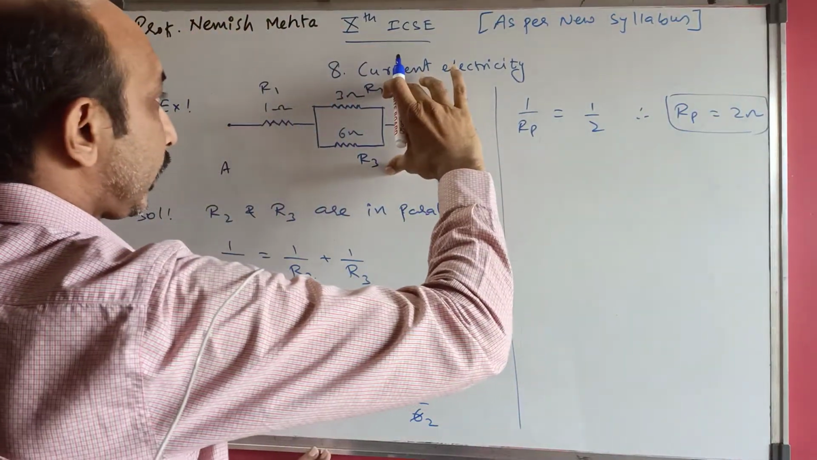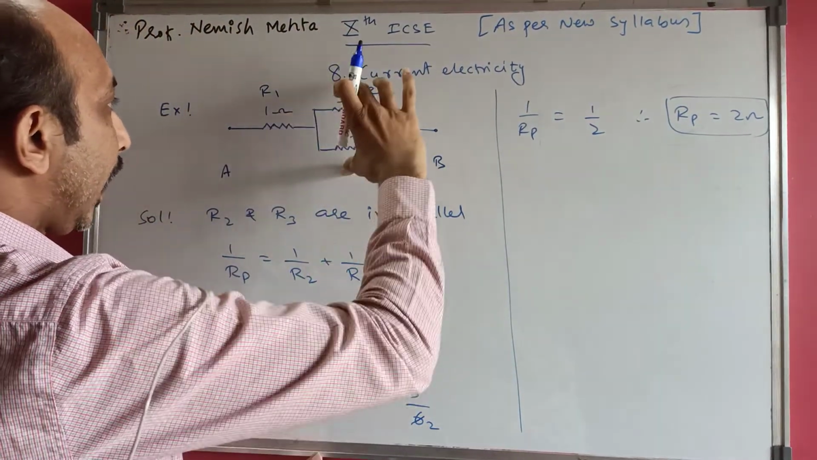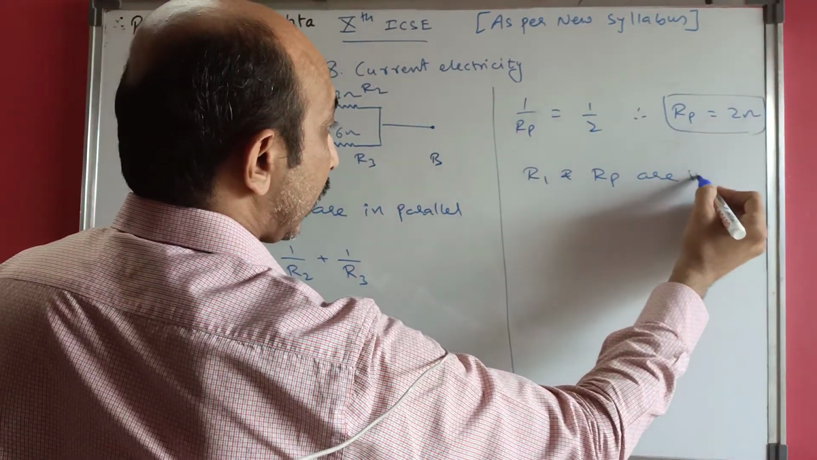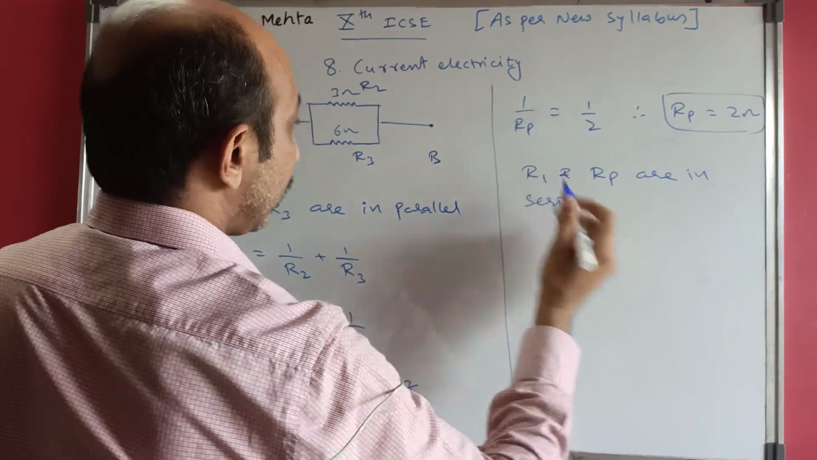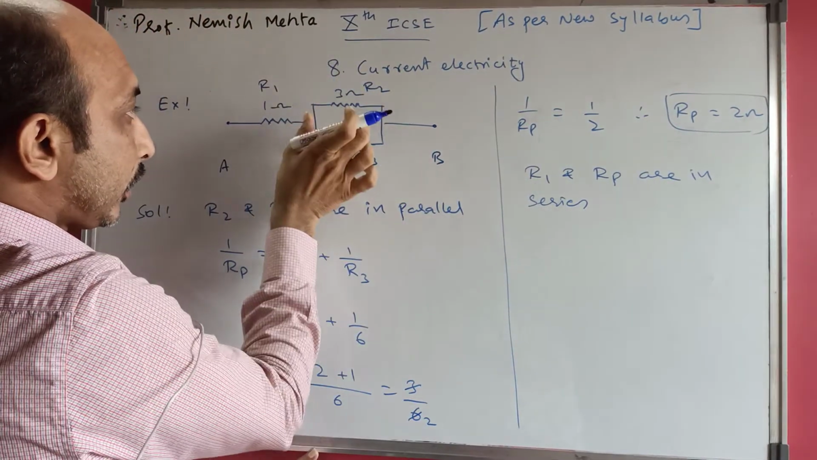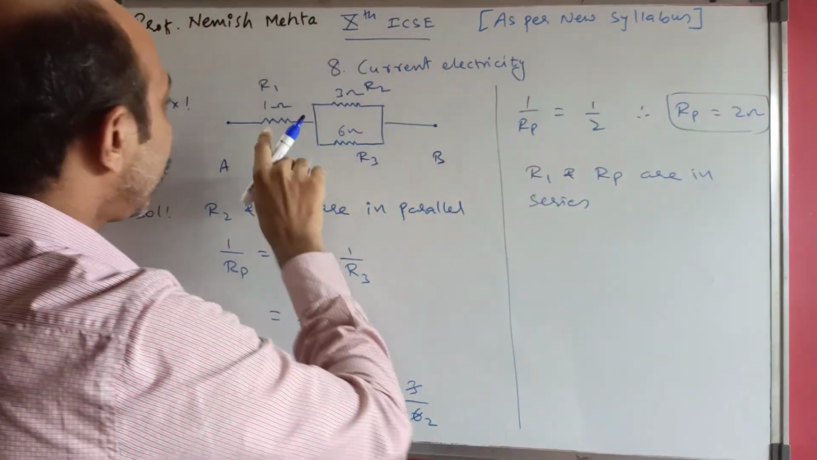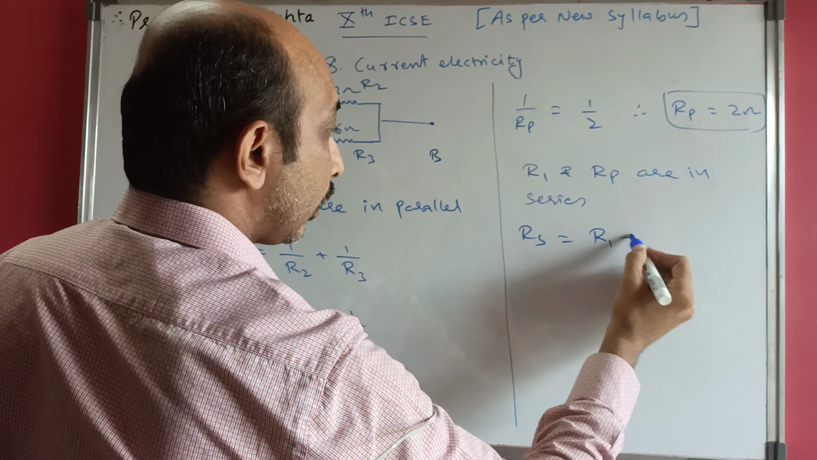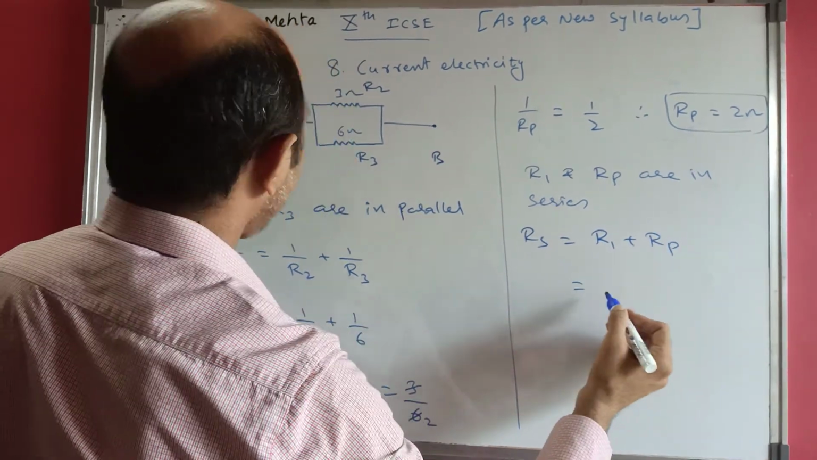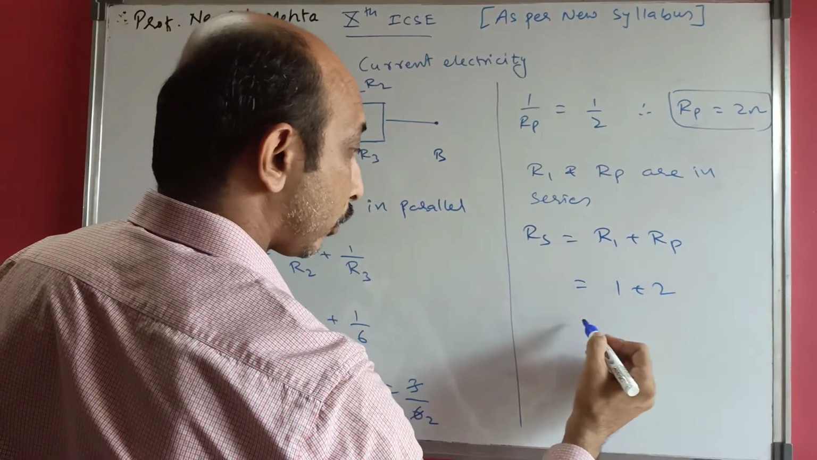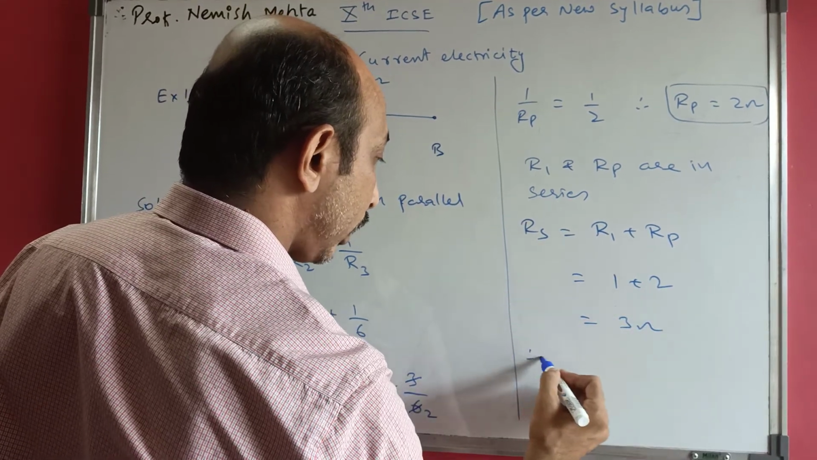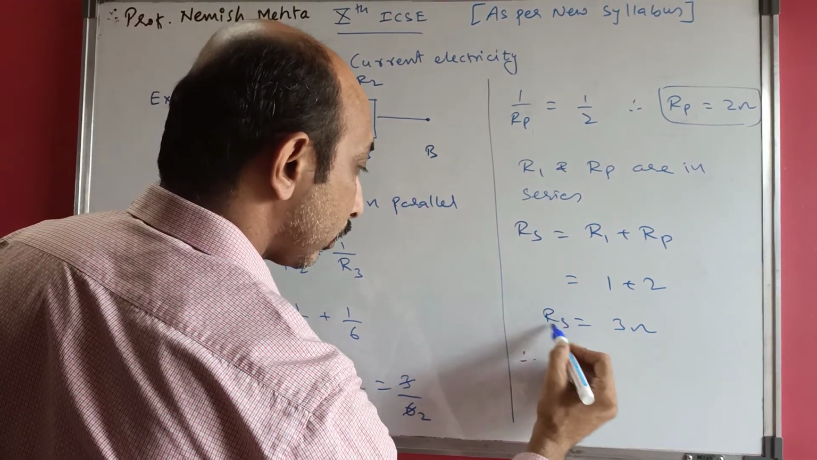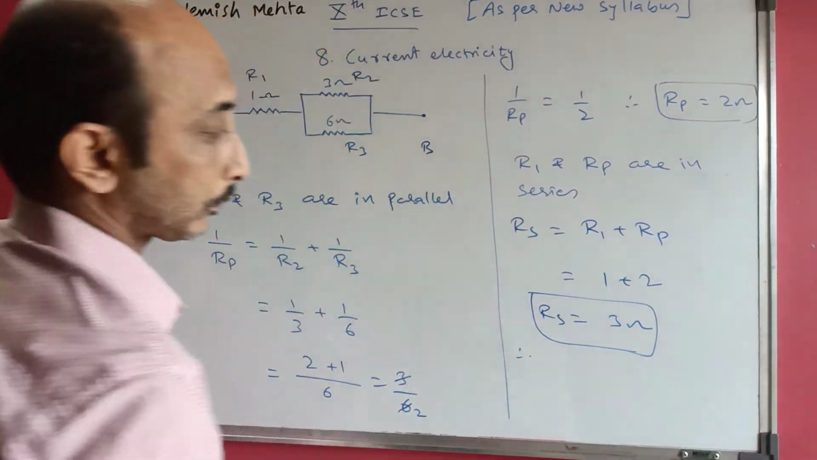Now we have solved this and we have got the answer, and R1 and Rp are in series now. Getting it? This has been solved and this is a single resistance which is equal to 2 ohm. Now this and this will be in series, and now series Rs is equal to R1 plus Rp. R1 is how much? 1. Rp is how much? 2. So the equivalent resistance of this circuit is equal to 3 ohm.